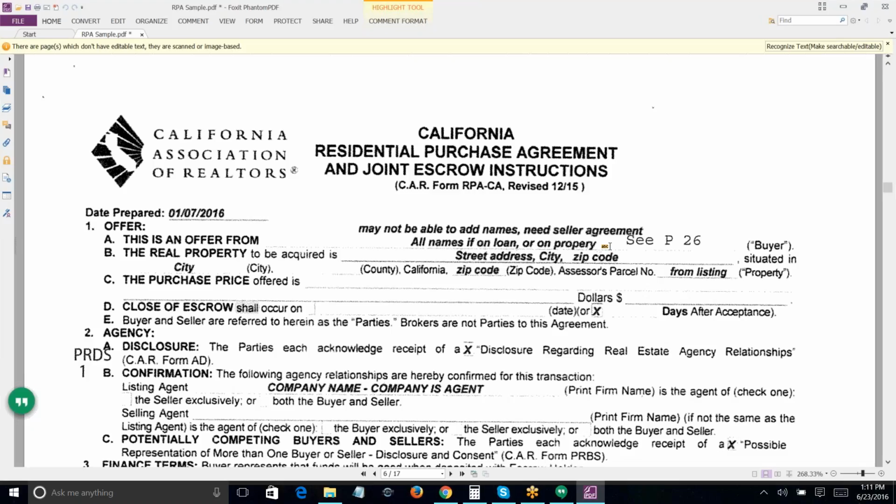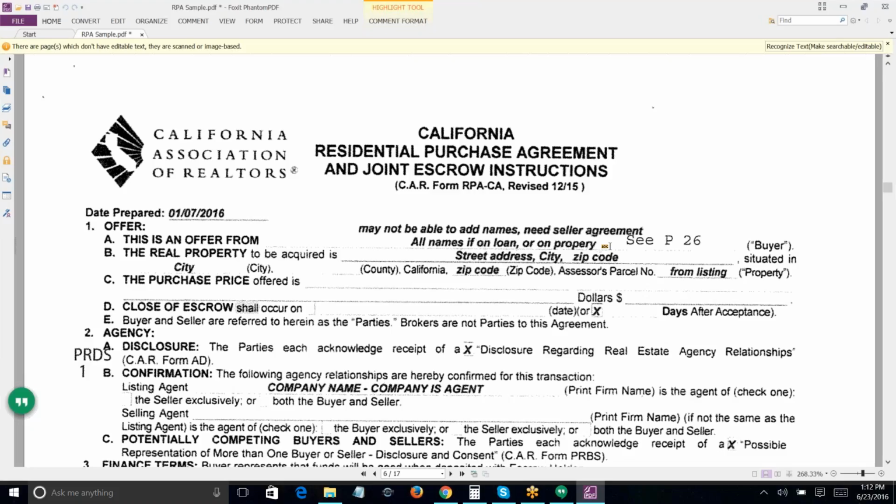Which date do we use to refer to the purchase? On all the future documents, it's going to say contract dated. If you have an addendum or a counteroffer, it's going to say contract dated, and that's the date prepared.